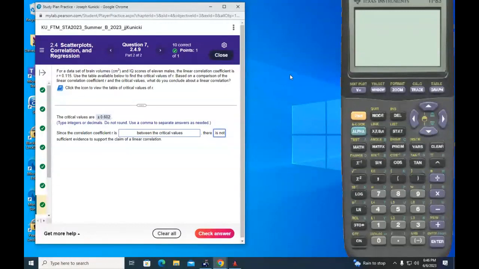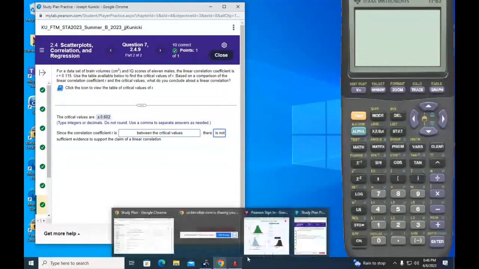Yeah, critical values are always plus or minus because they're two-sided, right? Because you go between minus one and plus one on the scale. I'm going to show you that. Let me show you that also.